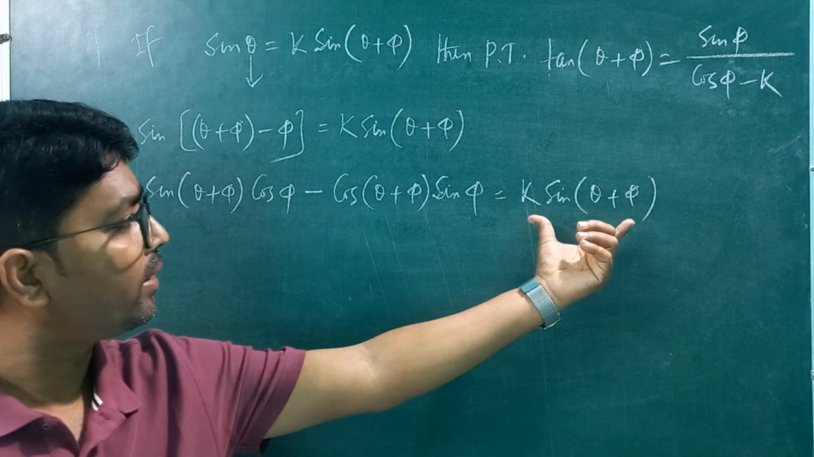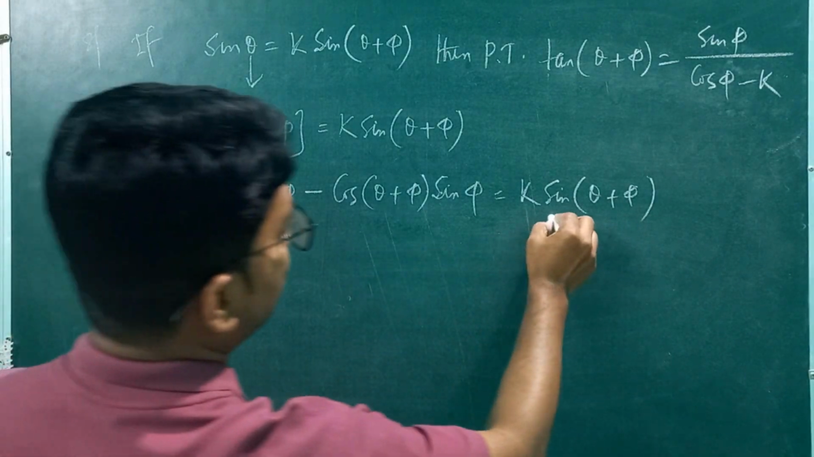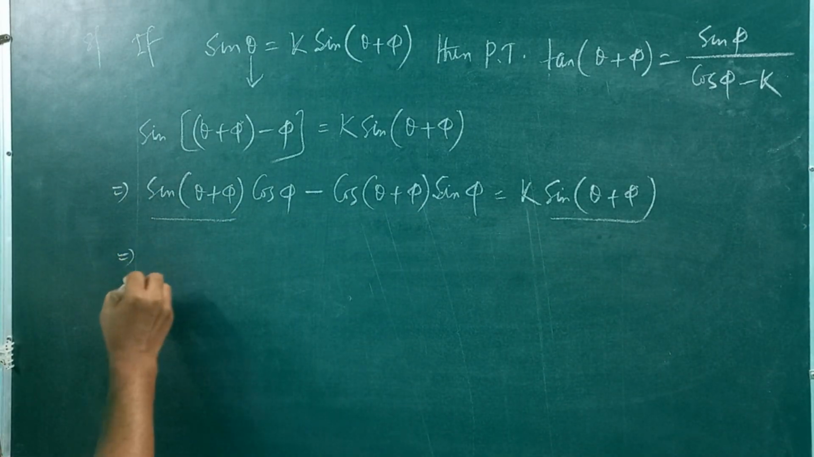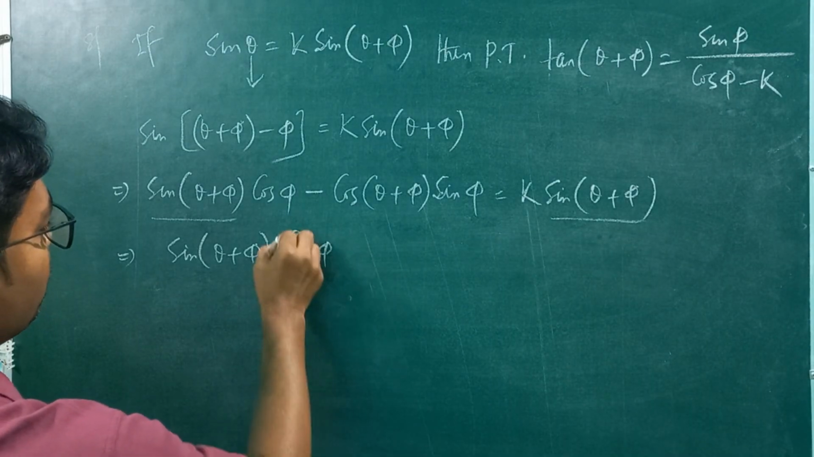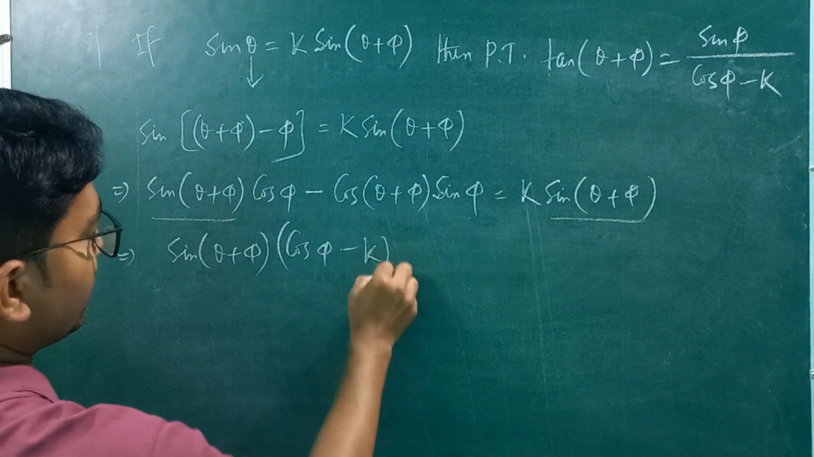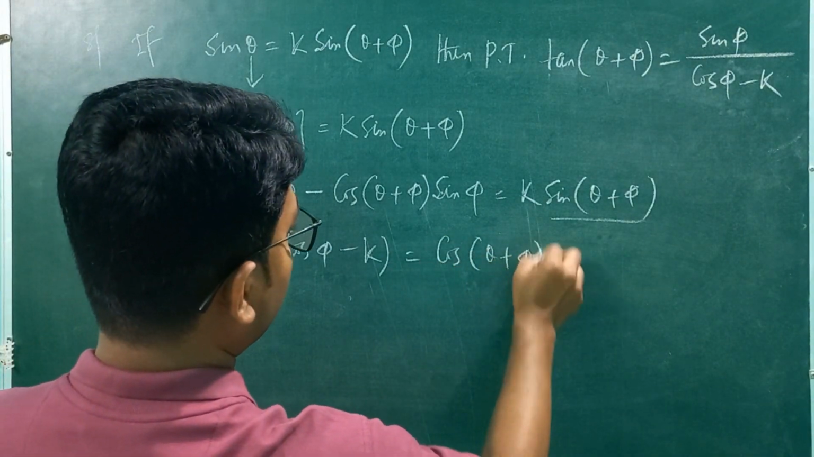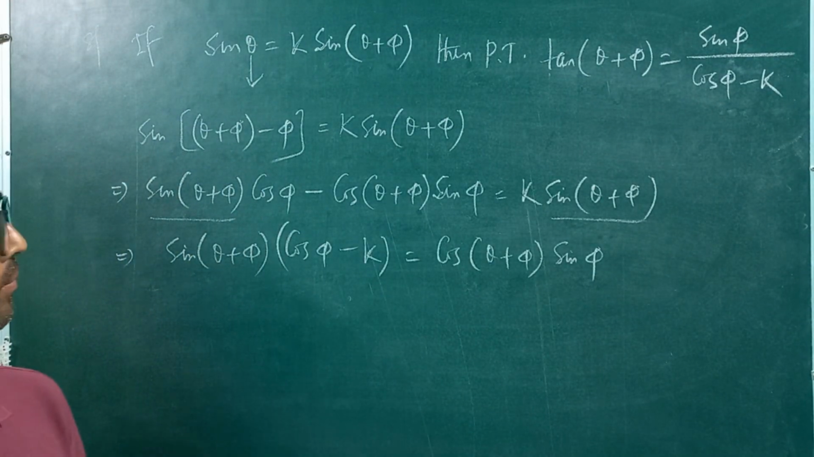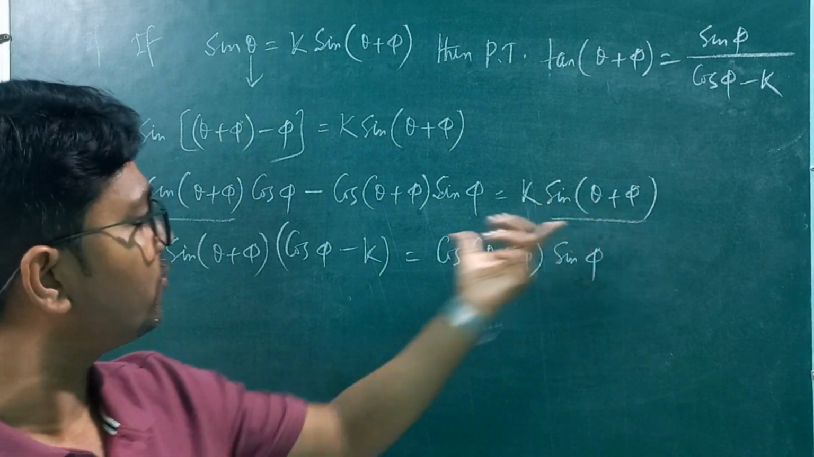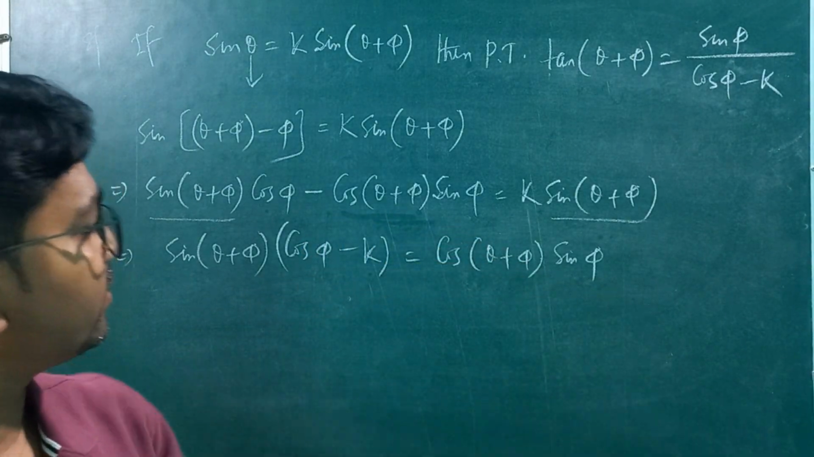Now I take this sin theta plus phi term to the left hand side, because here also another sin theta plus phi. So I take this term to the left hand side. If I take common sin theta plus phi, then this one will be cos phi minus k, and I shift this term to the right hand side, cos theta plus phi sin phi. Clear to everyone this line? I just shift this term to the left hand side and take common sin theta plus phi, here cos phi, here k, that is minus k, and shift this term to the right hand side.